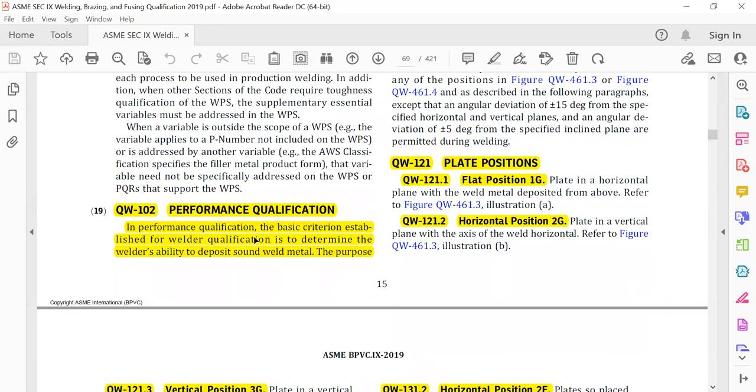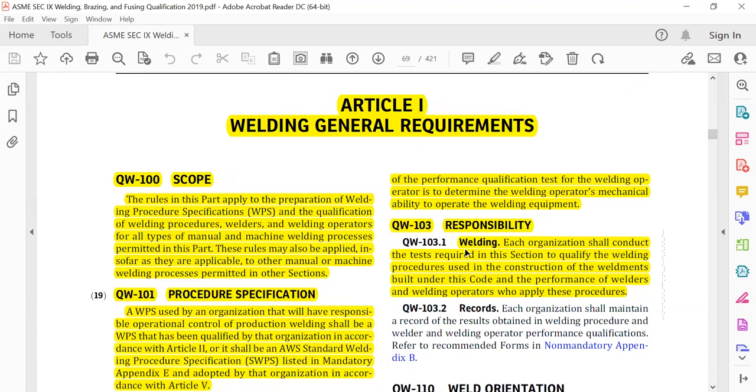Performance qualification. The basic criterion established in the welder qualification is to determine the welder's ability to deposit sound weld metal. The purpose of the performance qualification test for the welding operator is to determine the welding operator's mechanical ability to operate the welding equipment.